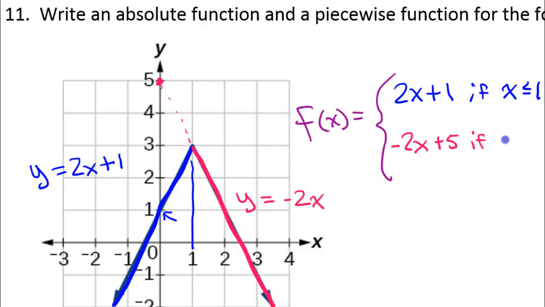So that makes this negative 2x plus 5. And I will say if x is, now this pink part is to the right of 1, so I'm going to say greater than 1. Now it doesn't matter which one you pick to be or equal to, just pick one. Just you should make sure you have one of each. So that's it for number 11.